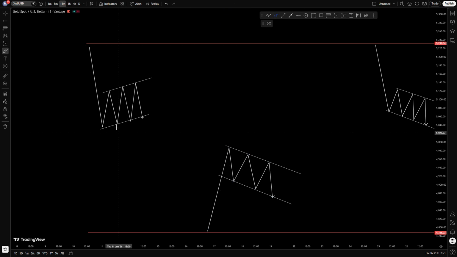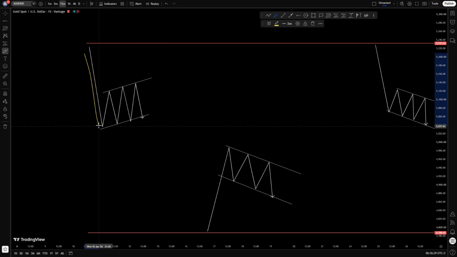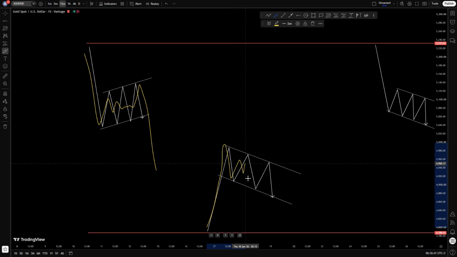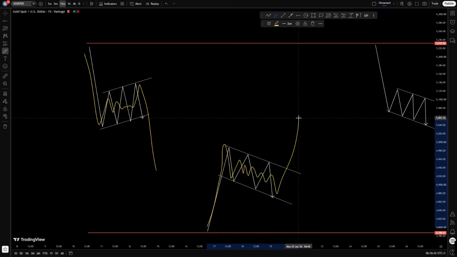So here, this is the first pattern. Now this pattern is a continuation to the downside, right? So we see this as an impulse correction and we anticipate another impulse to the downside, right? Now we see this is an impulse correction here and we anticipate another impulse to the upside.